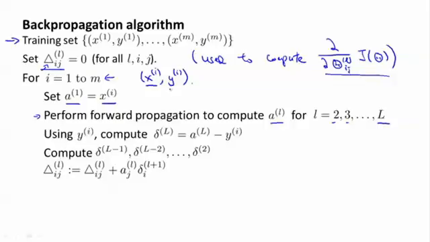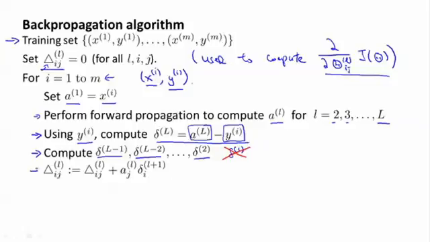Next, we use the output label y^i from the specific example we're looking at to compute the error term delta L for the output layer. So delta L is the hypothesis output minus the target label. Then we use the backpropagation algorithm to compute delta L minus 1, delta L minus 2, and so on down to delta 2. Once again, there is no delta 1 because we don't associate an error term with the input layer.